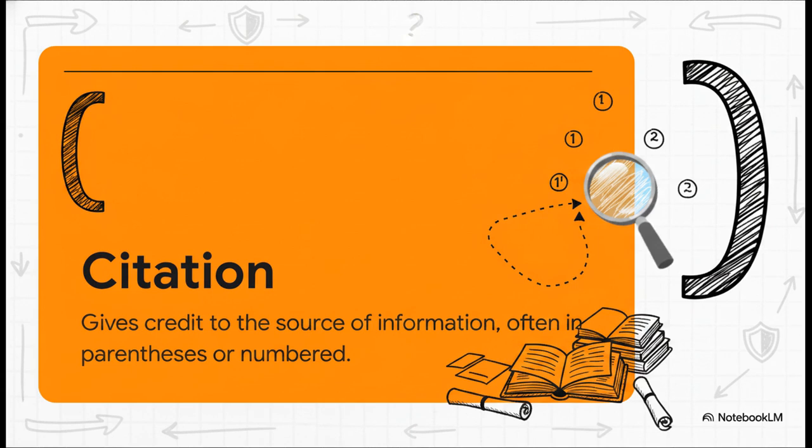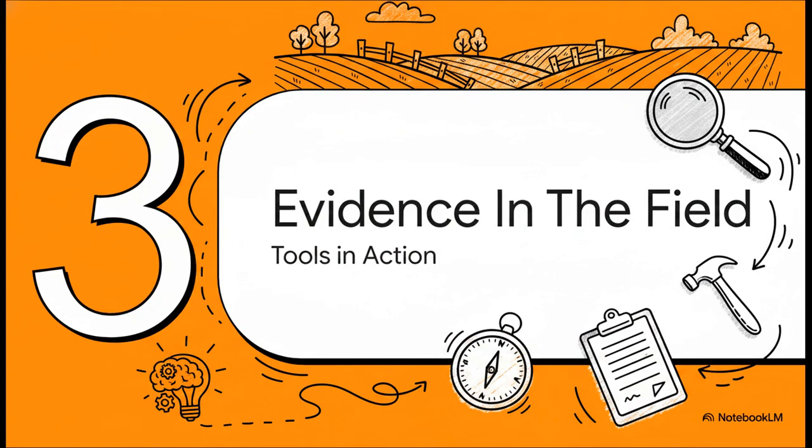Citations are literally the ultimate credibility check. They allow you to trace a claim directly back to the expert who originally made it. When an author uses a citation, they're essentially saying to you, hey, don't just take my word for it. Here is the exact address of the data I used. That brings us to Section 3, Evidence in the Field.